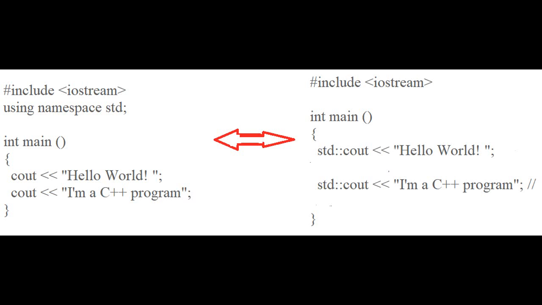So you can see on the left and on the right, the codes are equivalent. When you define which namespace you're going to use in the introduction of your program, it then looks lighter. I personally prefer it like that, but it may vary from one person to the other.